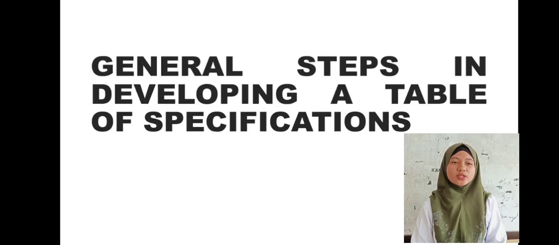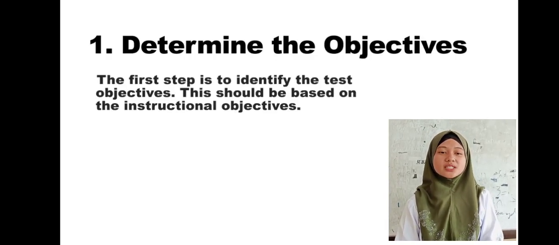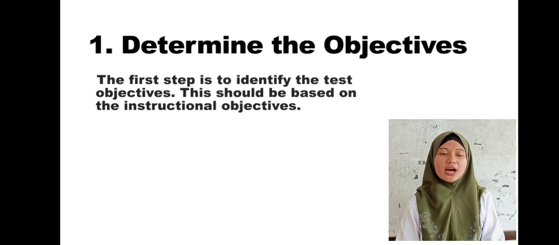This time, I'm going to discuss the steps in creating a table of specification. So first, determine the objectives of the test. The objectives should be based on the instructional objectives. They should have cognitive, affective, and psychomotor components. Among your objectives, choose only the ones that can best be captured by a written test.